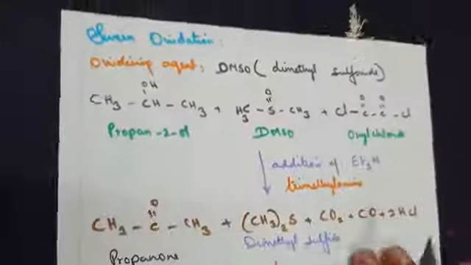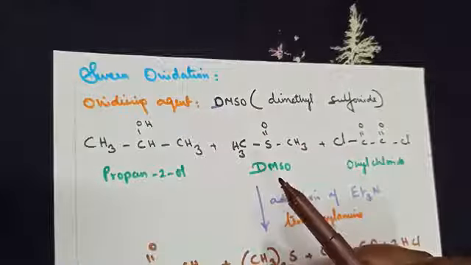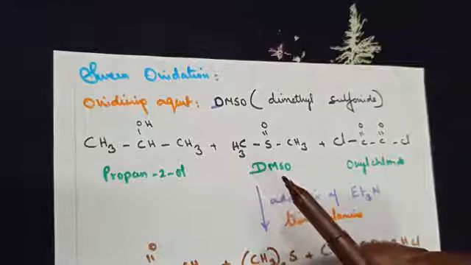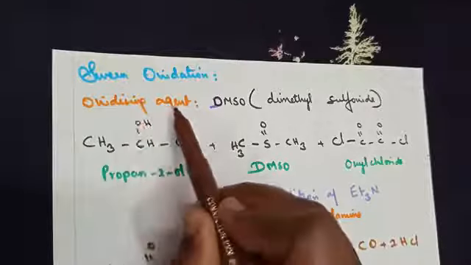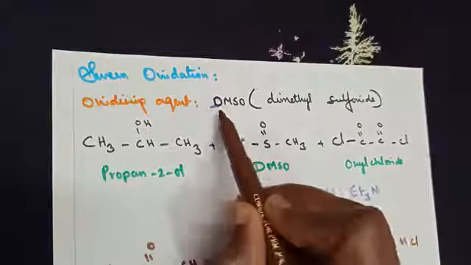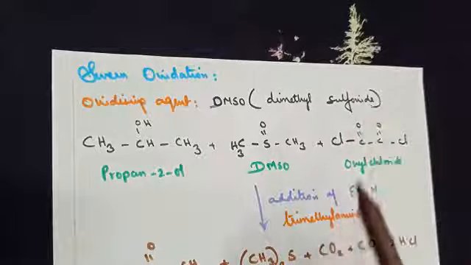Moving on to the second type of oxidation, that is Swern oxidation. It's a very easy one. You needn't bother about the mechanisms involved in it because that's not in your syllabus. The oxidizing agent here is DMSO, that is dimethyl sulfoxide.